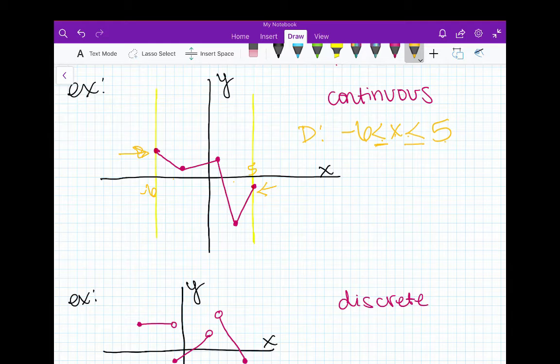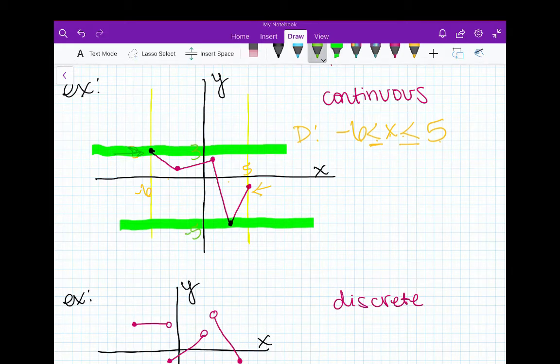You would use an inequality because it's a continuous function. Now let's look at the range. When we're looking at the range, we want to look from bottom to top. So what's the lowest this graph goes? So the lowest it goes is right here, and the highest it goes is right here. So the range goes from -5 to 3.